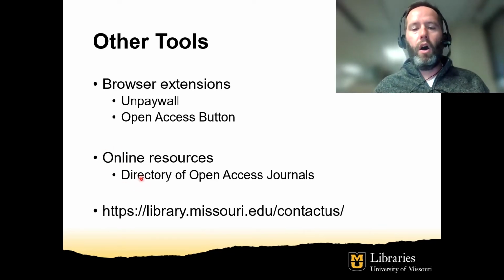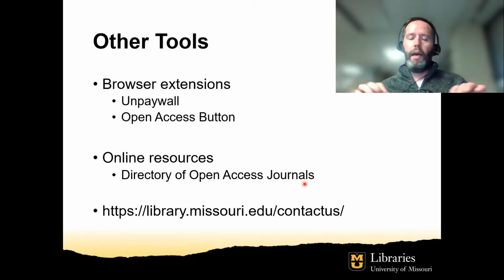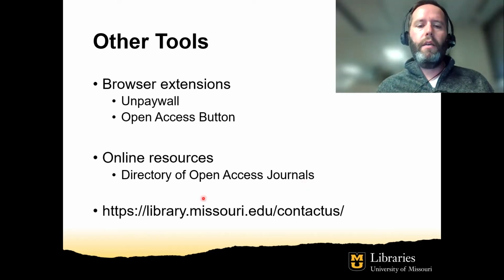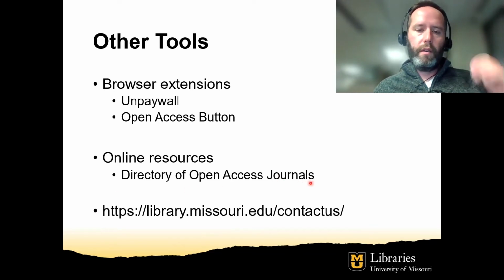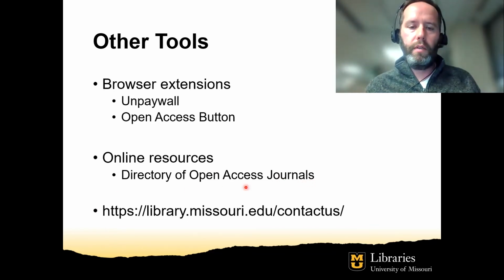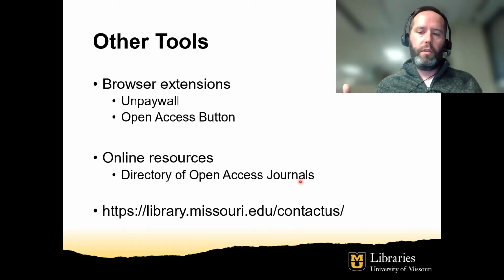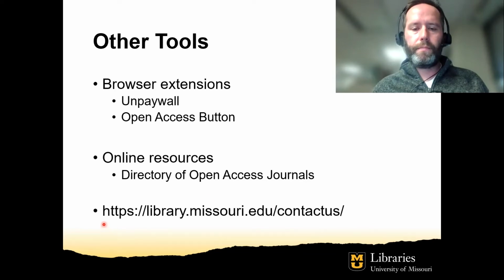We have online resources and directories like the Directory of Open Access Journals. So any of those journals where the article is counted as gold open access, those journals are going to be listed in the Directory of Open Access Journals typically. And so you can check there to see if a journal is legitimate, or you can search there for a subject area or keywords to find open access journals in your field.